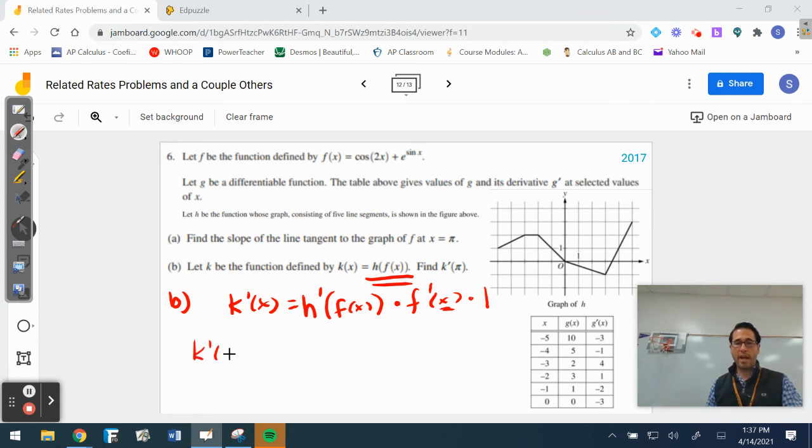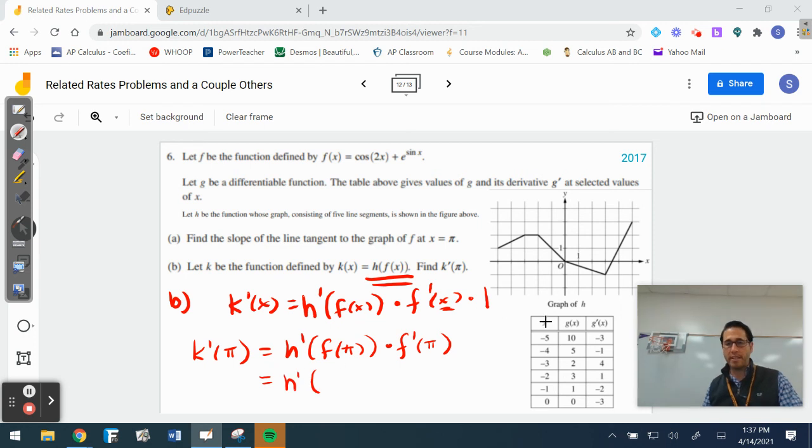And then what's k prime of pi? Do you get a point for finding that derivative? You sure do. All right, so then this would be h prime. This is just, please excuse my dear Aunt Sally, right? That's all this is right here. So I'm going to do f of pi first, right? So what am I going to use here? Oh, I'm going to use that up there.